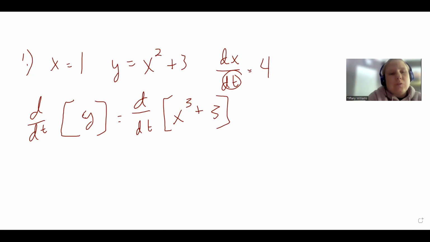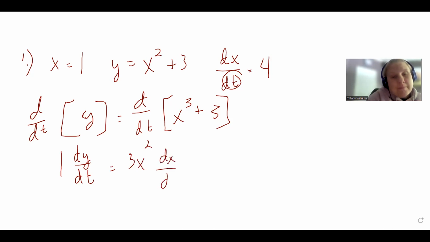So here, when I take the derivative of y, I'm going to get 1, but because it wasn't t, I'm going to get a dy dt. And when I take the derivative of x cubed, I'm going to get a 3x squared, but that's going to be dx dt. And then when I take the derivative of 3, I get 0.